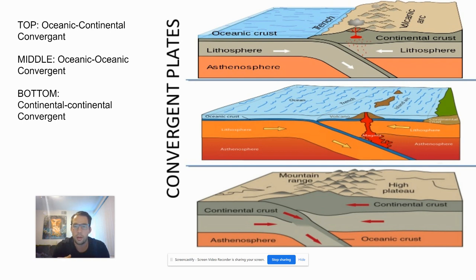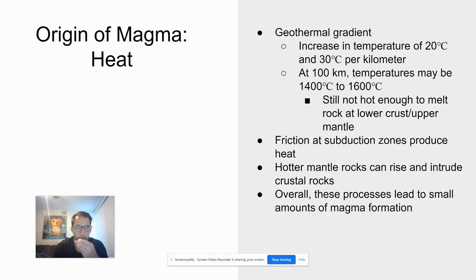And then we have continental convergent boundary, where continental crust is going to collide with more continental crust, and this creates more complex mountain ranges. We don't see a lot of volcanic activity here simply because the crust is too thick for magma to make it all the way to the top. So magma is responsible for all of this plate tectonic movement.